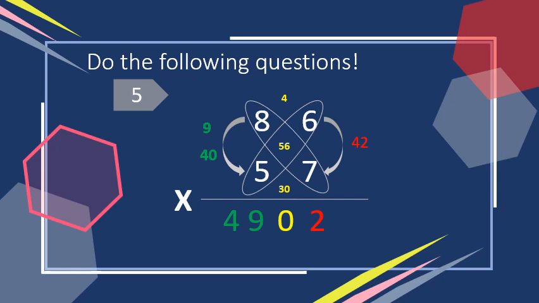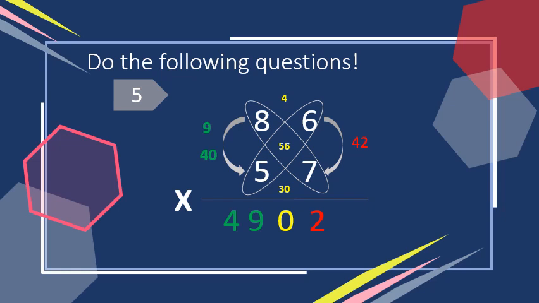And then we can multiply 5 and 6. The result is 30. And we can put it under 56. We can add all the yellow numbers. 4 plus 56 plus 30. And the result is 90. But we only write 0, and saving 9, we can put it beside the 8 number.